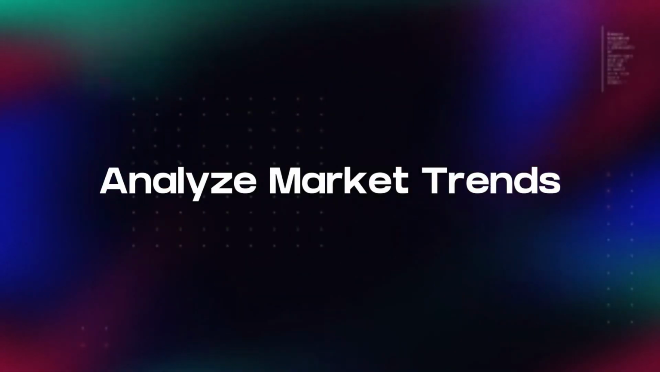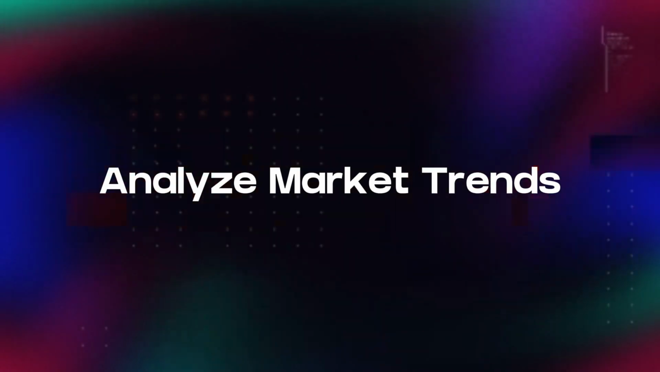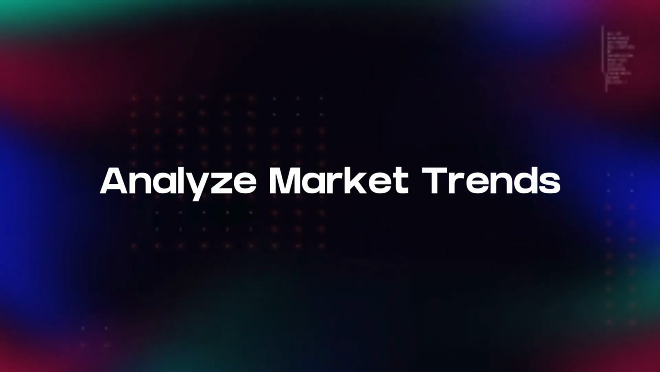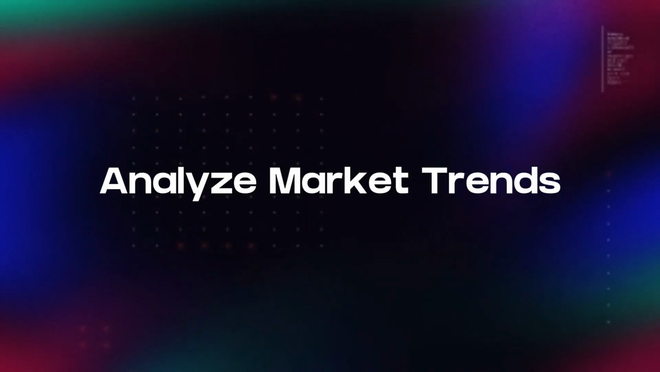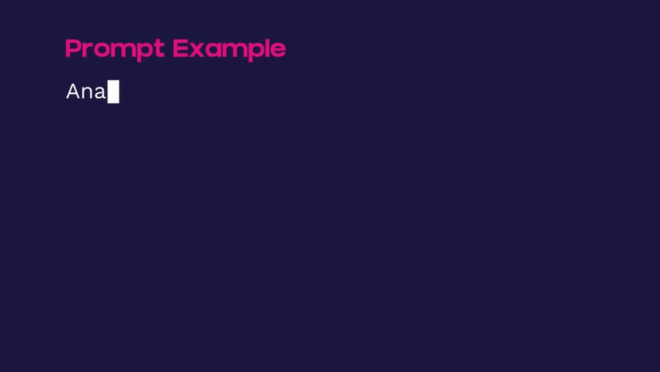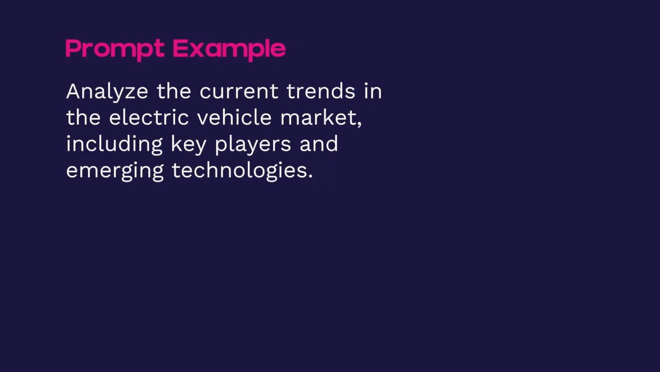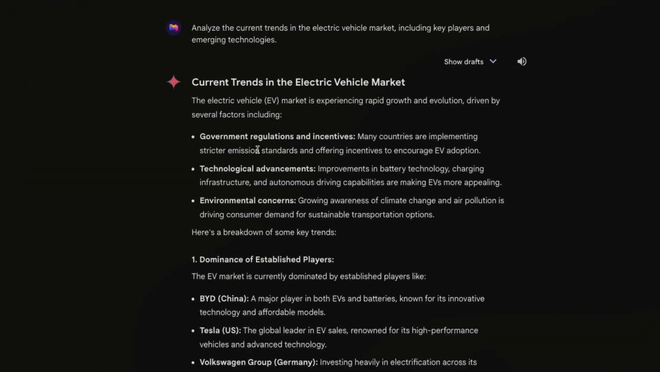Gemini is also great for analyzing market trends, considering that it's linked up with Google. So it can scan through the web and identify different trends and patterns so you can get ahead of opportunities. An example prompt here could be, analyze the current trends in the electric vehicle market, including key players and emerging technologies. So you see the result here.